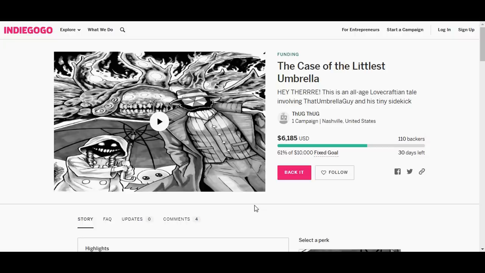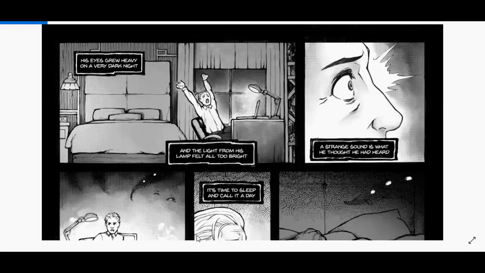Now, if you haven't heard anything about this, this is essentially two comic book offerings. You have the first, The Case of the Littlest Umbrella, which is an all-ages Lovecraftian experience. When I'm talking about all ages, I mean that it's fit for everyone. I don't mean that it's going to shirk on the horror experience, but it's going to have something that can relate to kids as well as adults. You can enjoy it too.